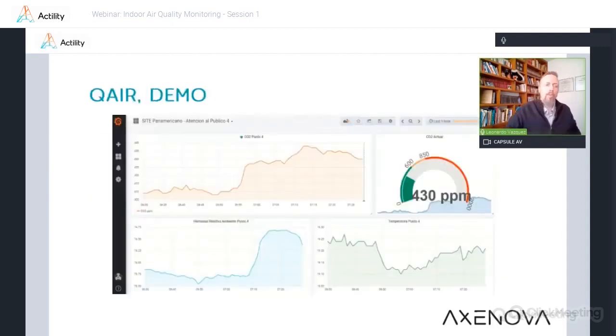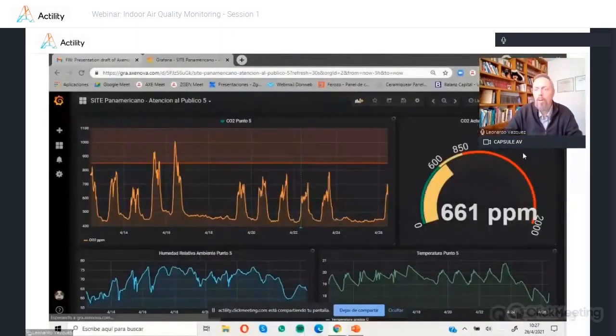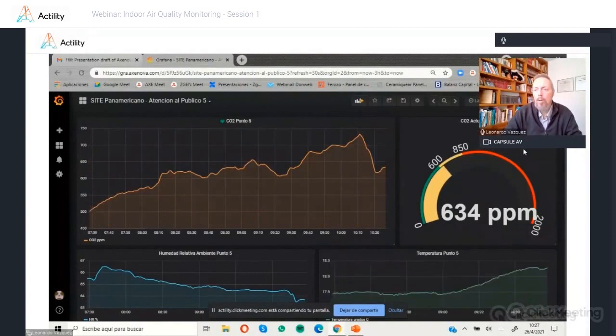Okay, I will switch to the demo. Let me show you one of the front ends of the system. Here is a gauge with the actual value of carbon dioxide. We have here the green zone, the yellow zone, and the red zone.